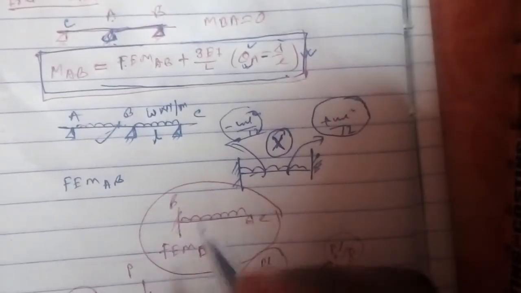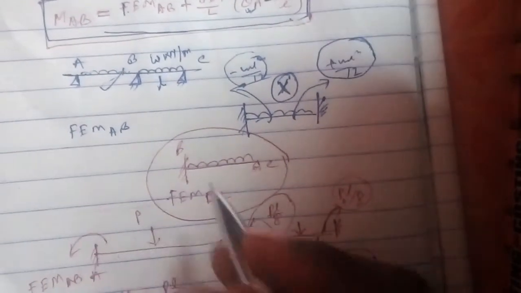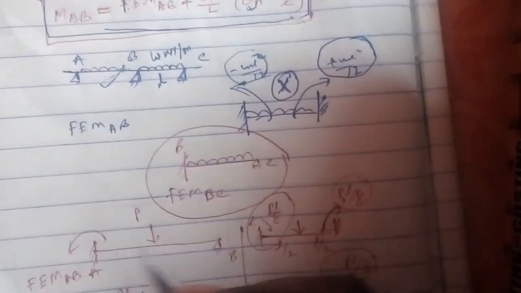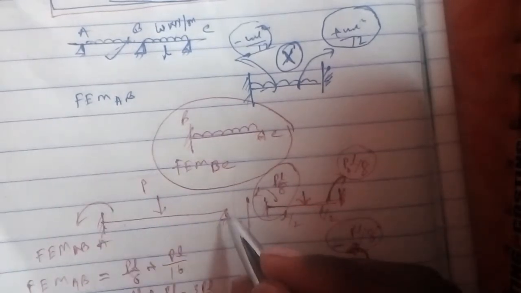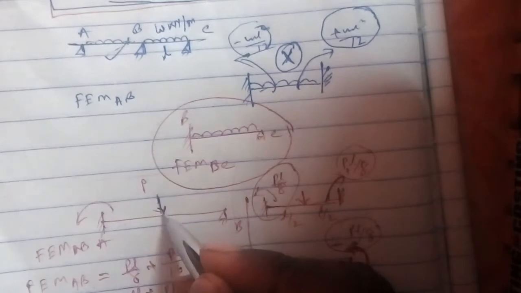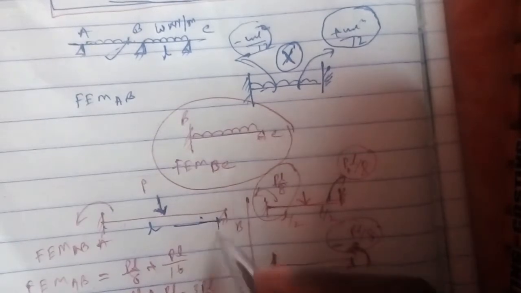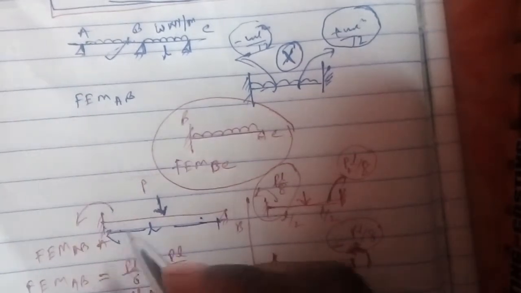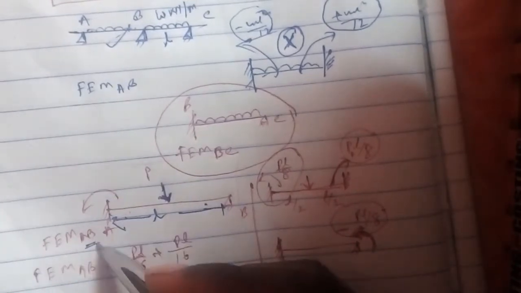So what will be the fixed end moment in this case? I will discuss it with a simple example. Suppose a beam AB has one end fixed and the other end hinged, a load P is acting, and the total length is L. What will be the value of the fixed end moment? We have to evaluate FEM AB.